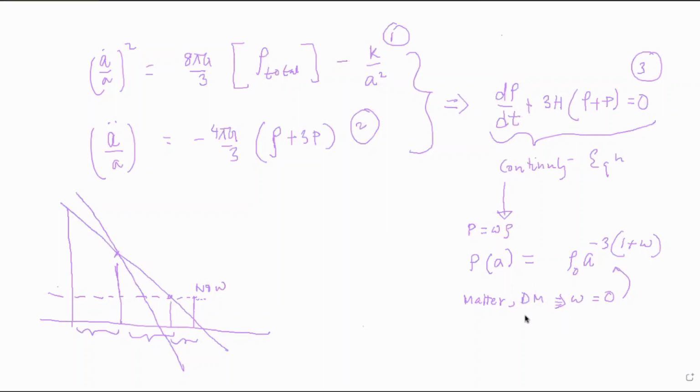Yes, sir. And for radiation, w is how much? 1/3. So rho will go as a to the power minus 4. And w equals how much for dark energy? Cosmological constant, minus 1. So the rho will be constant, rho 0.